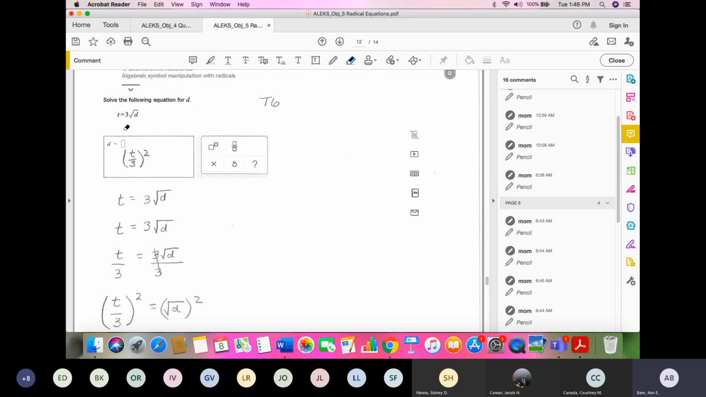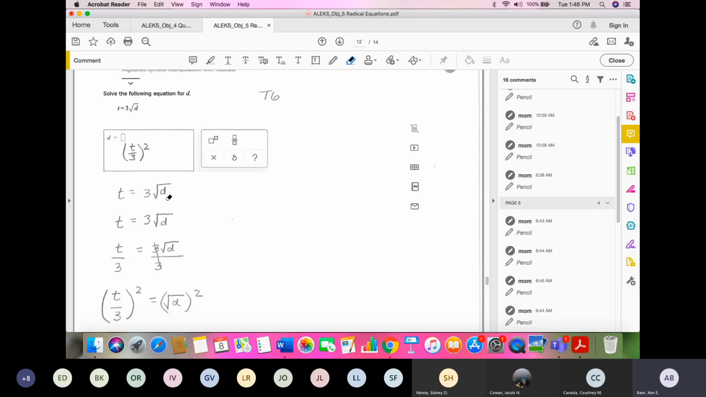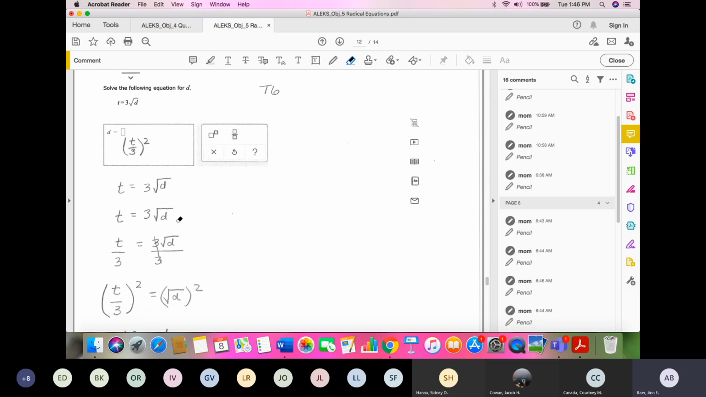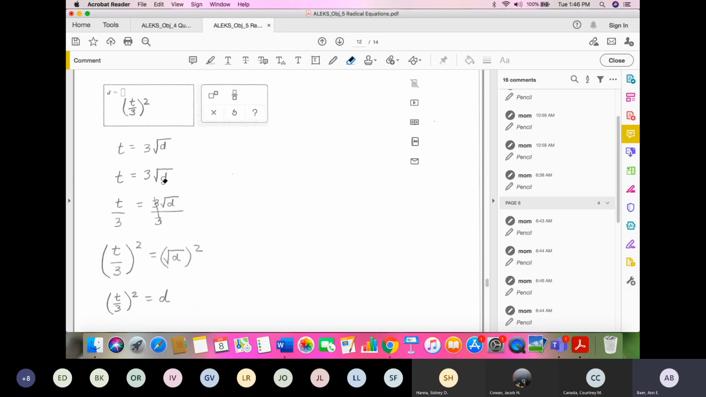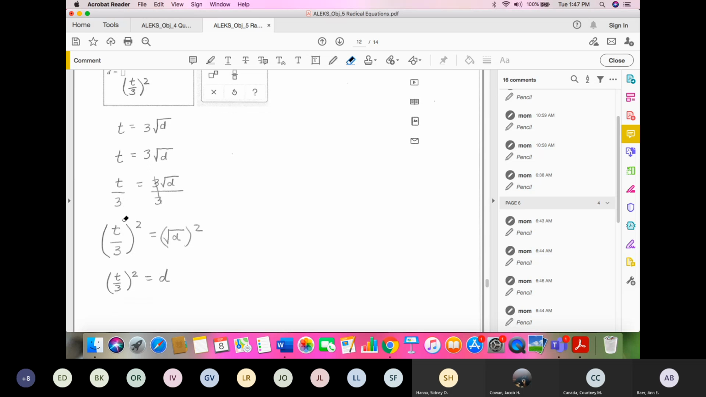The first thing we definitely need to do, and I copied it down here, is move I don't know why I copied it down twice. So the first thing we need to do is move this 3. This 3 is participating in multiplication, so we need to divide both sides by 3. That's what I did. 3 divided by 3 is 1 times the square root of D, which is the square root of D. 1 is the multiplicative identity. That's why we can do that. So now we get T over 3.